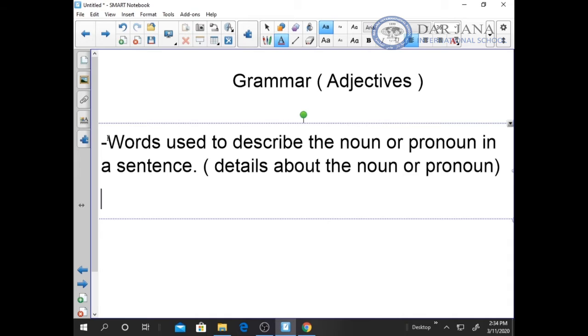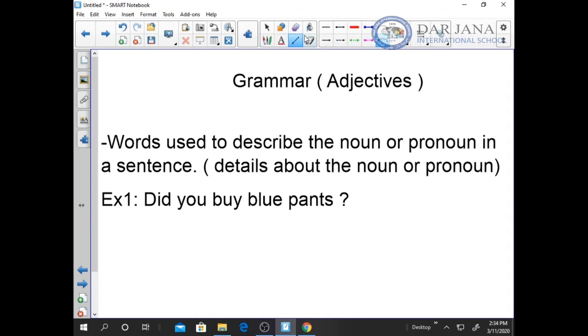And in order to understand it more, we will start with our first example. Example number one. We have the following sentence. Did you buy blue pants? The first thing I need to do is search for the noun or the pronoun in the sentence. So here in this sentence, I have the pronoun you and I have the noun pants. So I need to find a word giving detail about pants or about you. Did you buy blue pants?